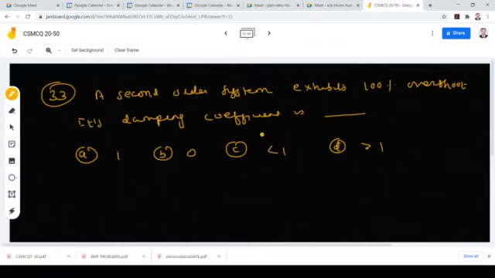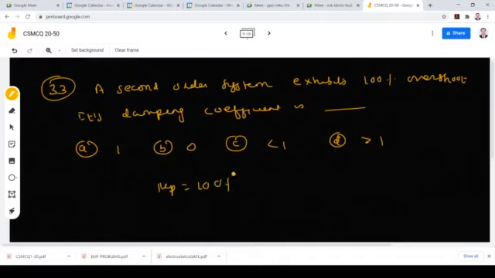The second order system exhibits 100% overshoot, right? So what is the damping coefficient? Okay, how can we assign? So the second order system exhibits 100% overshoot. So MP is equal to 100%, right? What is the damping? So what is damping? Zeta they ask.